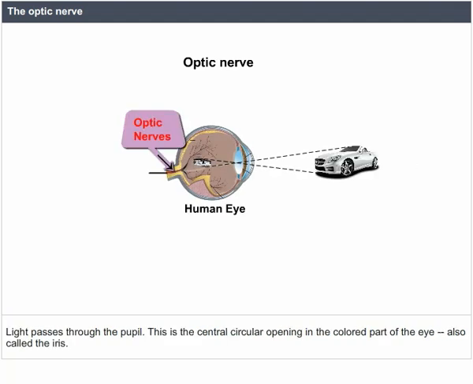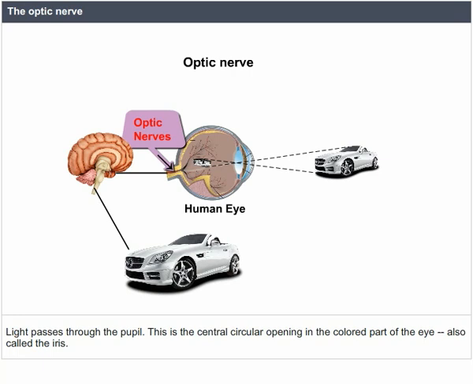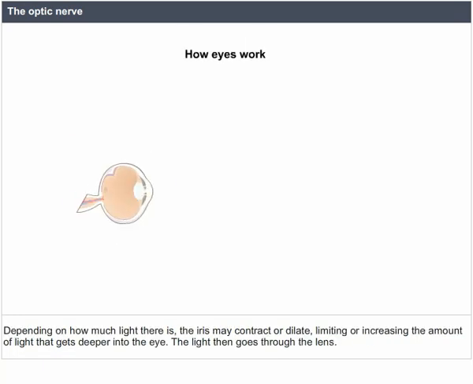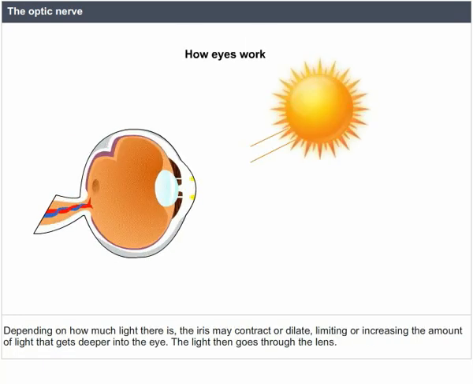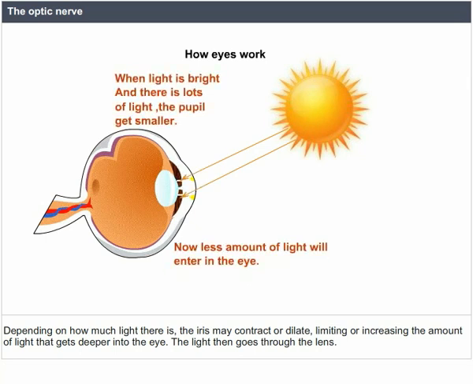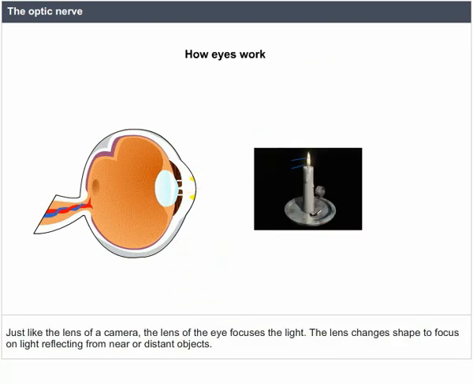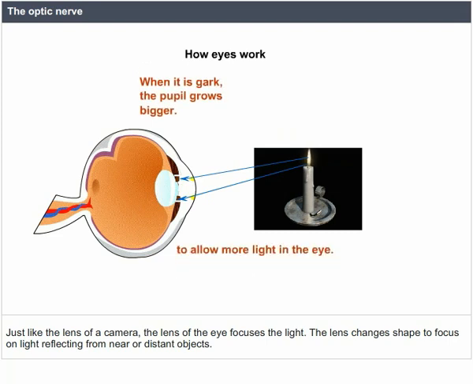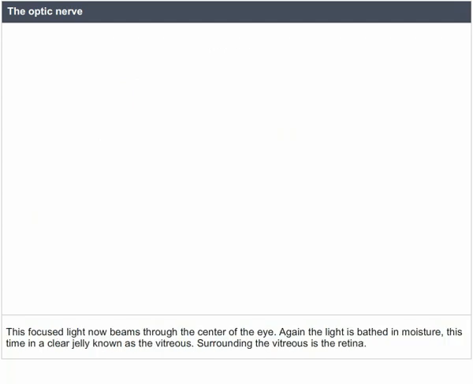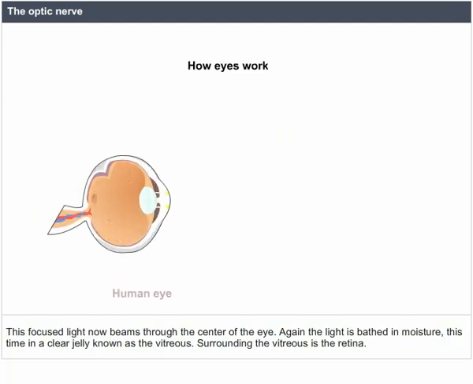Light passes through the pupil. This is a central circular opening in the colored part of the eye, also called the iris. Depending on how much light there is, the iris may contract or dilate, limiting or increasing the amount of light that gets deeper into the eye. The light then goes through the lens. Just like the lens of a camera, the lens of the eye focuses the light. The lens changes shape to focus on light reflecting from near or distant objects. This focused light now beams through the center of the eye.